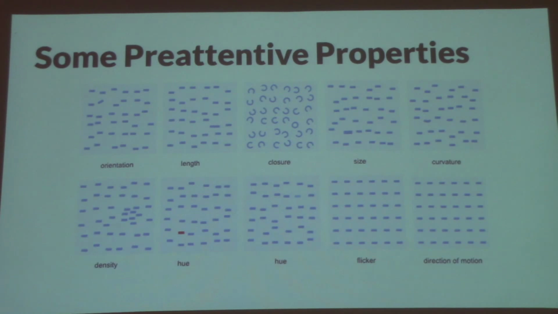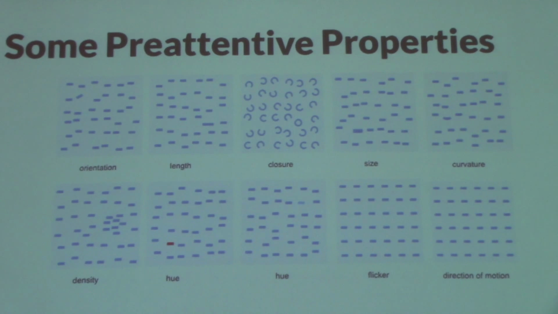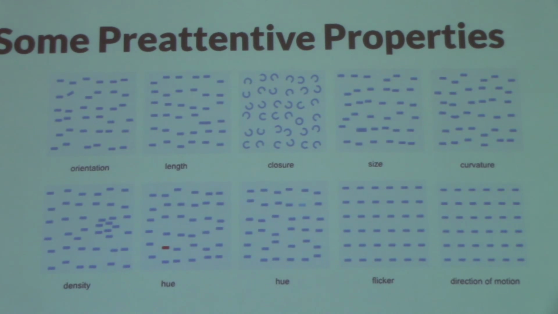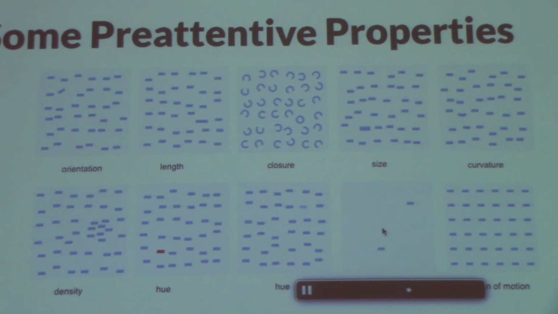There are other preattentive properties. So we have orientation here on the top left. Then we have the length here. Then closure, size, curvature, density, hue, of course. This should be saturation, the bottom here. Flicker, this should be blinking. It does not. Yeah, it does when I click on it. Yeah, this is what you should see. This is now only an artifact of the GIF in the slides.